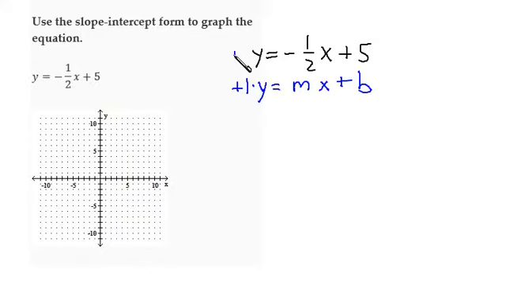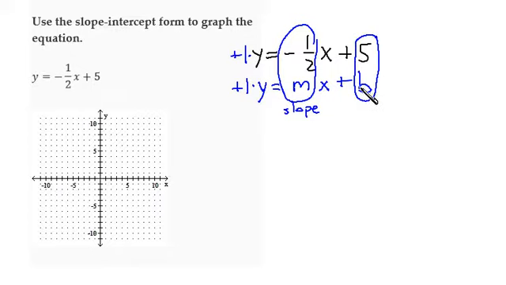In other words, the y is already solved. This equation is solved for y, so that when we look at the coefficient of x, it tells us what the slope of the line is. M stands for slope in this form of an equation, and b stands for the y-intercept of the line. So here's how we use b. B is known as the y-coordinate of the y-intercept of a line when the equation is written in slope-intercept form.